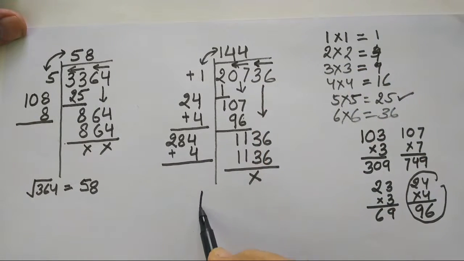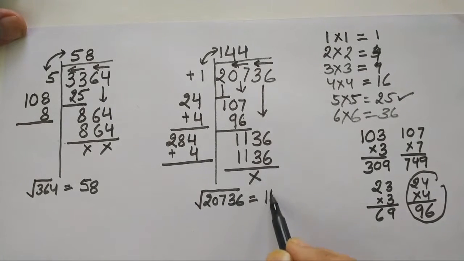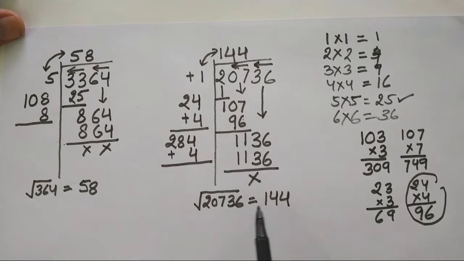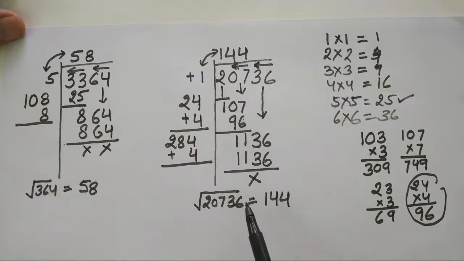So the square root of 20736 is equal to 144. So this is how we find the square root of numbers which are perfect squares.